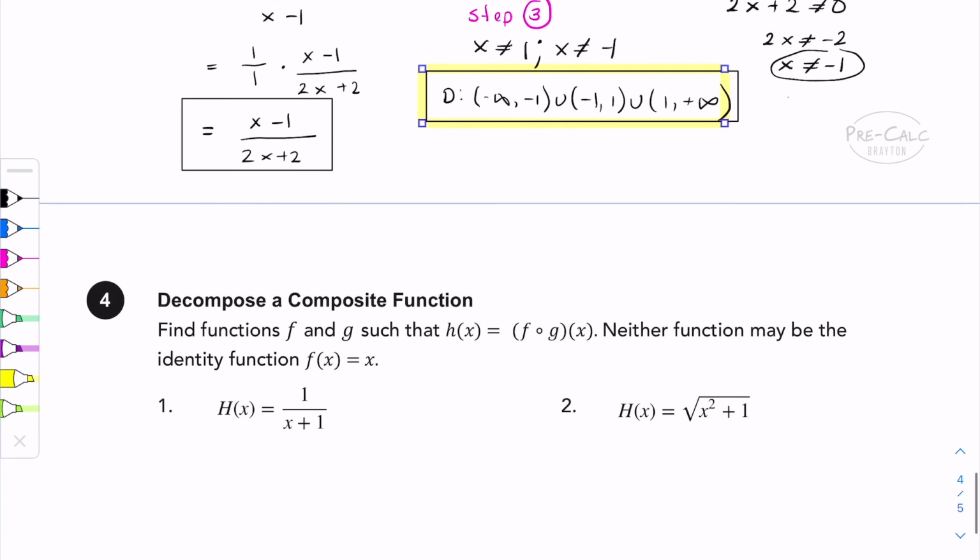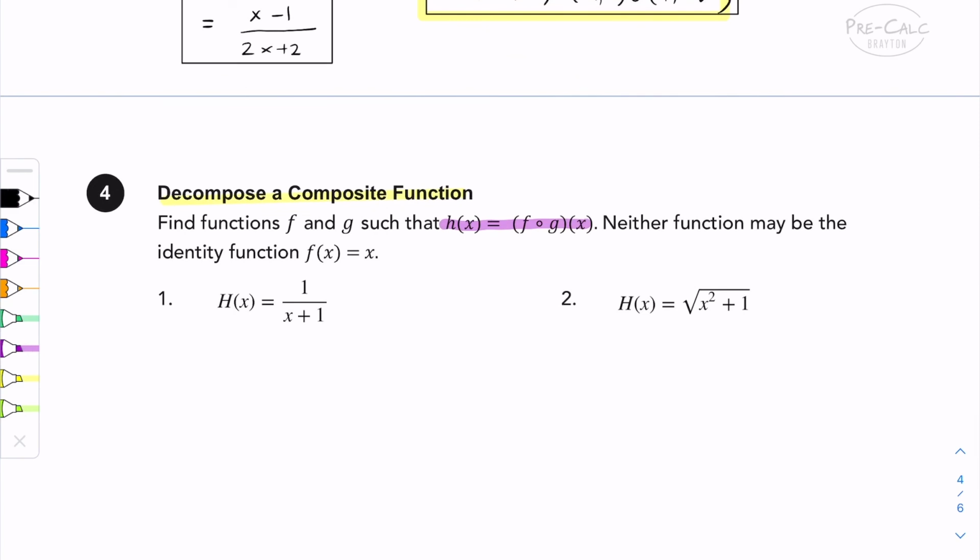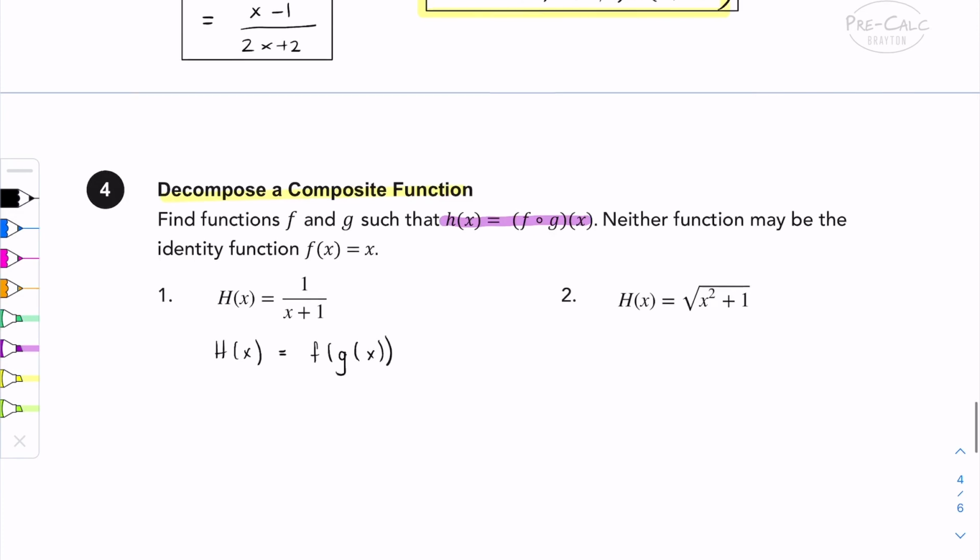In the last part of the notes, we have to decompose a composite function, meaning we have to break apart the composite function and find what it could have originally been. So the directions are saying that h of x is equal to f of g of x. That means that in the first function where we have h of x, and we know that it's equal to 1 over x plus 1, we also know that 1 over x plus 1 is equivalent to f of g of x. So we need to break this apart.